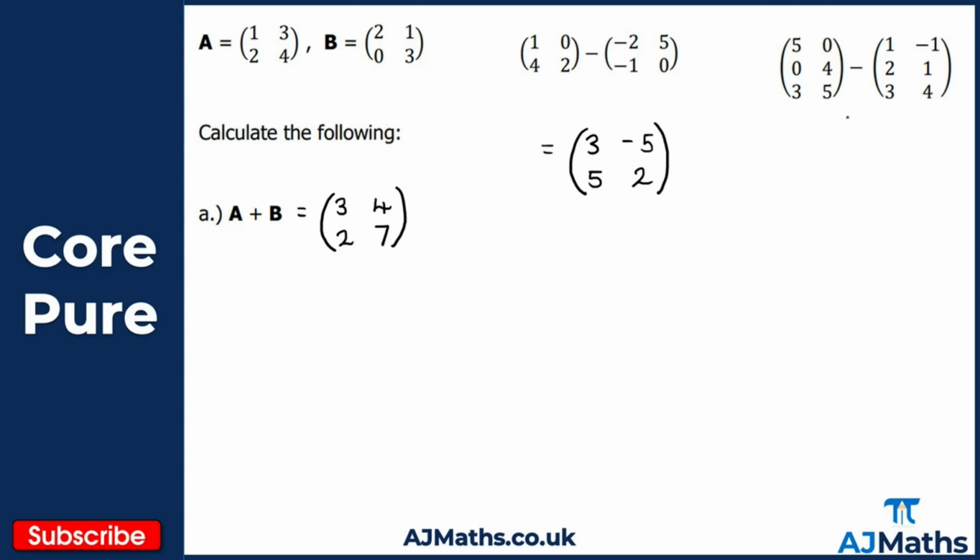And then finally, we've got this last example here, again where we're doing subtraction. And again, just ensuring that the dimensions do match, and clearly they do here. So we can perform this subtraction, again just working with the individual elements. My top left element for our matrix will be 5 minus 1, giving me 4. For the top right, it's going to be 0 minus minus 1, so the same as 0 plus 1, giving me 1. 0 minus 2, so we get minus 2. 4 minus 1, giving me 3. 3 minus 3, giving me 0. And then finally 5 minus 4, giving me 1.